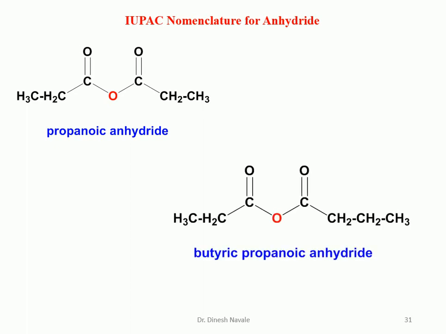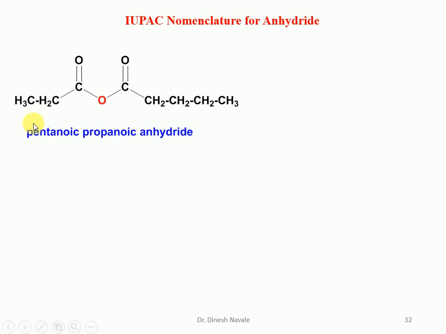For unsymmetrical, we have to check both the chains. It is carbon 1, 2, 3, so it is the ethanoic. And another one is carbon number 1, 2, 3, 3 carbon atoms, so it is propane, so it is going to become propanoic. Another is carbon 1, 2, 3, 4, so it is a butanoic. For butanoic and propanoic, we have to utilize alphabetical order. So it is going to become what? Butanoic propanoic anhydride, or it can be written as butyric. For butanoic, we can utilize the word butyric also. So it is going to become butyric propanoic anhydride.